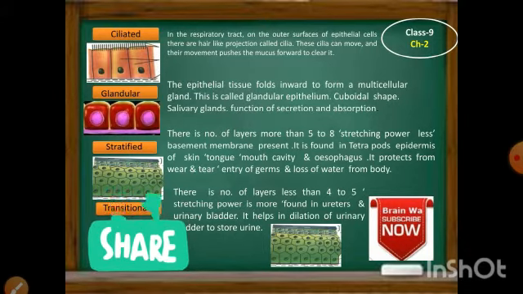The stratified epithelial tissue has mainly 5 to 8 layers, and it is found in epidermis of skin in tetrapods, tongue, mouth cavity, stomach, esophagus, and its function is to protect from mechanical wear and tear, entry of germs, loss of water. Transitional epithelial tissue is mainly found in ureters and urinary bladder. Its main function is to aid in the dilation of urinary bladder to store urine.